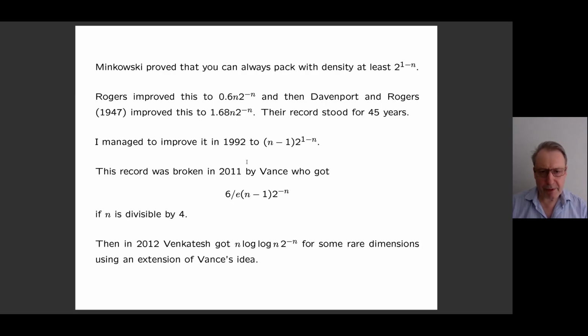Now, this record has been broken since then in 2011 by Stephanie Vance, who got 6 over e instead of 2 there, in case the dimension is divisible by 4. And then following that, Venkatesh got an improvement which goes to infinity with n, but for some rare dimensions. So you need very special number theoretic properties of this n to pick up this log n using an extension of Vance's idea. So that's really the history of the lower bounds. And as I say, this is the one I'm going to discuss here.